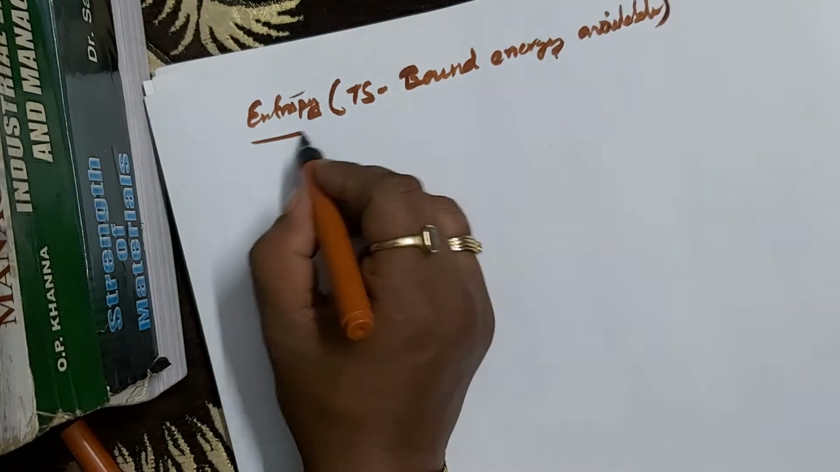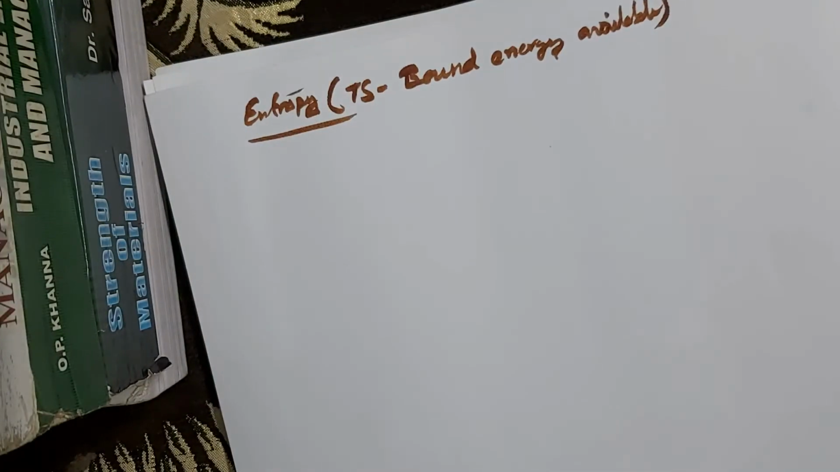So this entropy, we have two different types of entropies. One is thermal entropy, another is configurational entropy. Thermal entropy and configurational entropy.